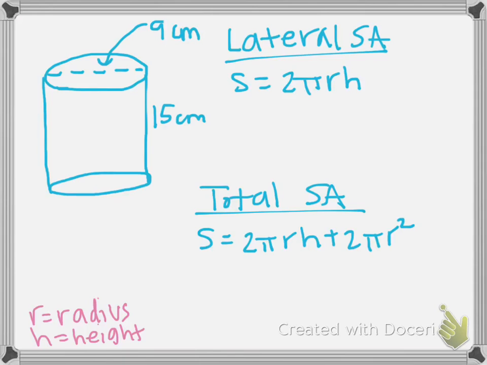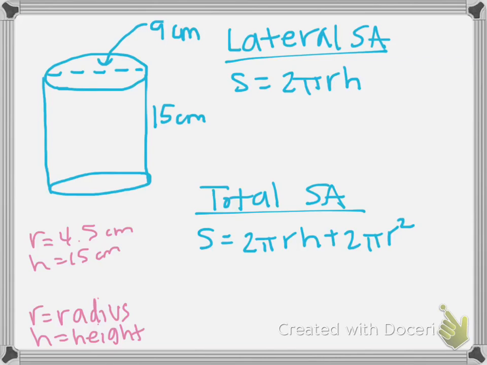from base to base. So look at this cylinder. We need only two things, the radius and the height. What is the radius of this cylinder? Well, if you look, it's not giving you radius, it's giving you diameter. So what do we do with diameter? We have to cut that in half. So our radius, 9 divided by 2, will give us 4.5. So the radius equals 4.5 centimeters. And our height is 15 centimeters.